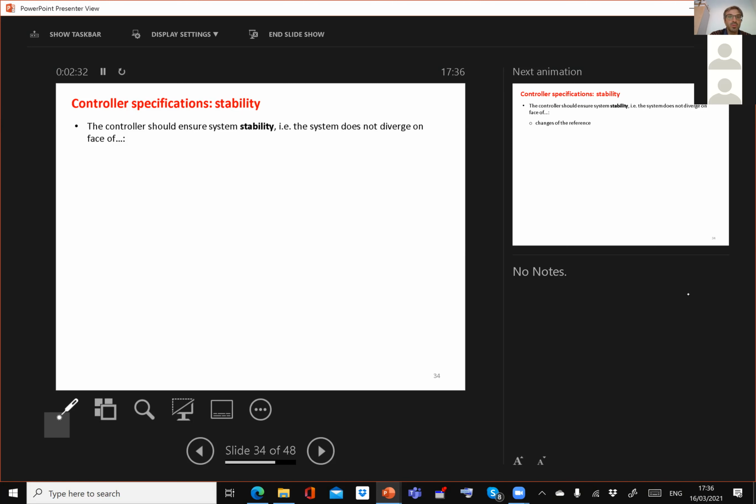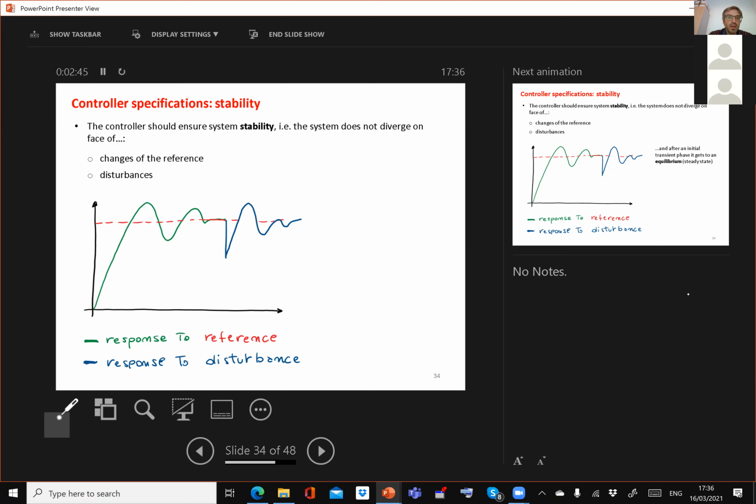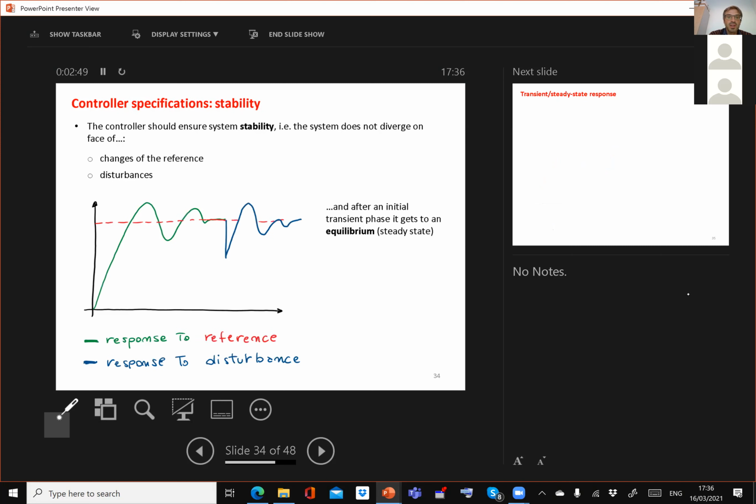This means that the controlled system must not diverge in the face of changes of the reference, and also in the face of external disturbances. After an initial phase that we call the transient phase, a stable system, we saw, should arrive at an equilibrium point. On the left we see, for example, the response to a change in the reference, the red line, and in blue the response of the same system to a disturbance happening in the middle of the evolution of the system. We saw that a disturbance is nothing else than another input like a reference, but one that we usually don't decide. It comes from the outside.